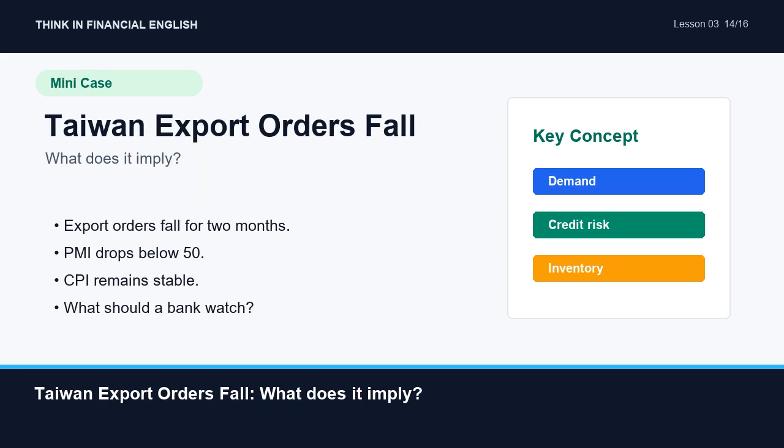Here is a mini case. Taiwan export orders fall for 2 months, PMI drops below 50, but CPI remains stable. What should a bank watch? It should watch corporate revenue, inventory levels, cash flow, and credit risk. Weak demand can become a banking issue if borrowers depend heavily on export revenue. Increase in is useful when the noun is the focus. You can say an increase in export orders, an increase in unemployment, or an increase in prices.